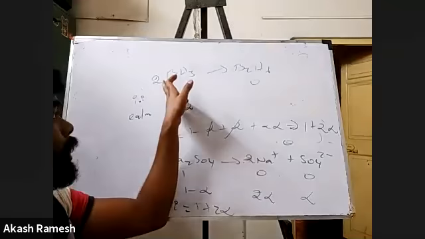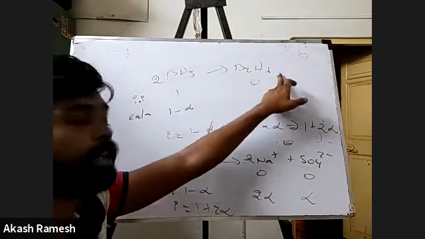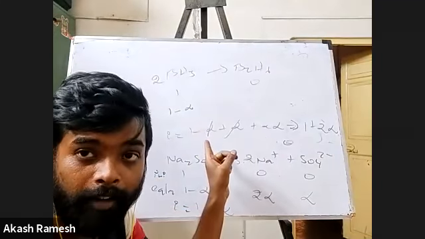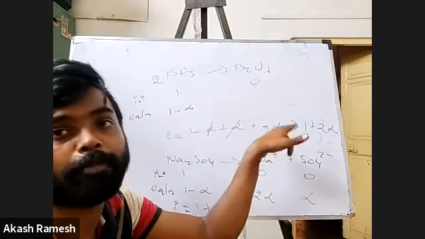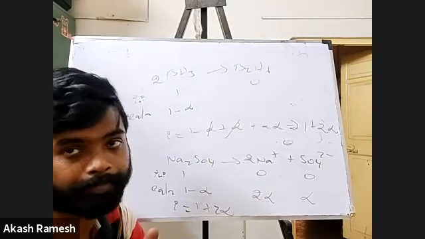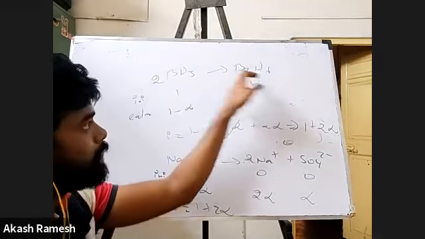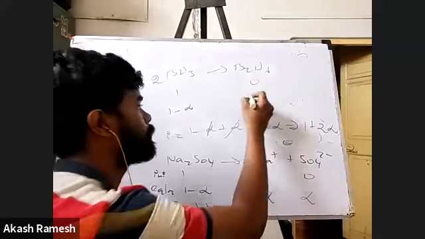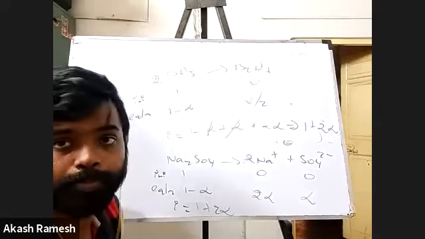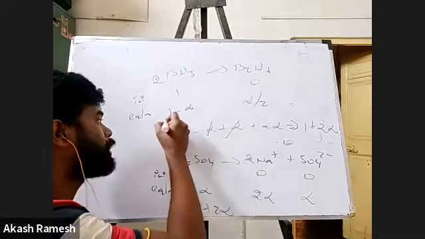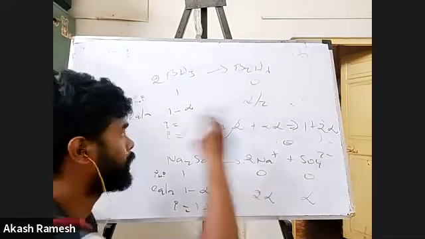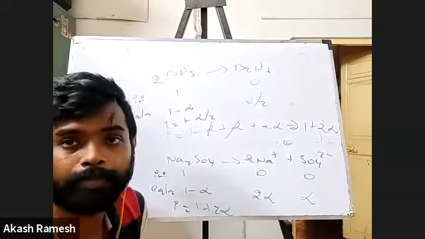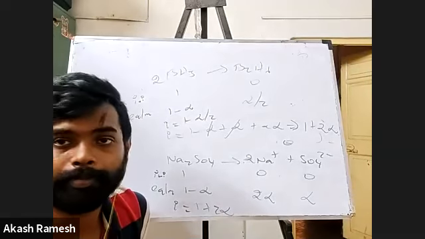You see, 2 moles of BH3 gives 1 mole of B2H6. So if alpha moles are reacting, I will be getting alpha by 2 moles of B2H6. Please remember this: 2 moles gives 1 mole, so alpha moles will give alpha by 2 moles. Now again the i value is the total number of moles at equilibrium: 1 minus alpha plus alpha by 2. So it will be 1 minus alpha by 2. That is the i value.